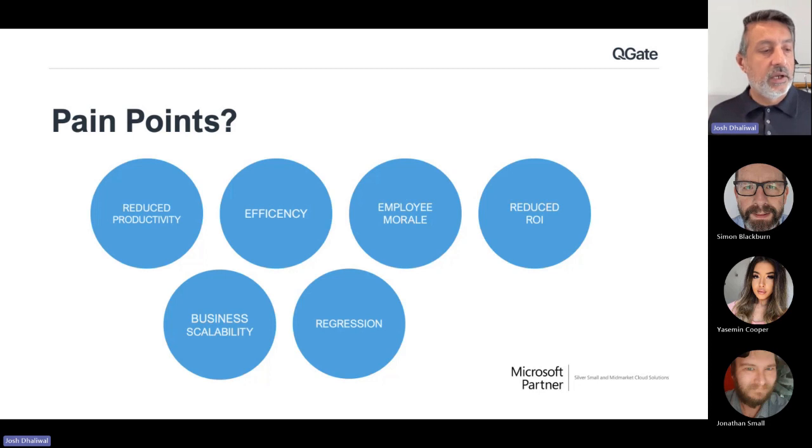The scalability of the business may be affected, especially if you're implementing a new piece of software to increase efficiency and obviously to ensure that you profitably grow your business.